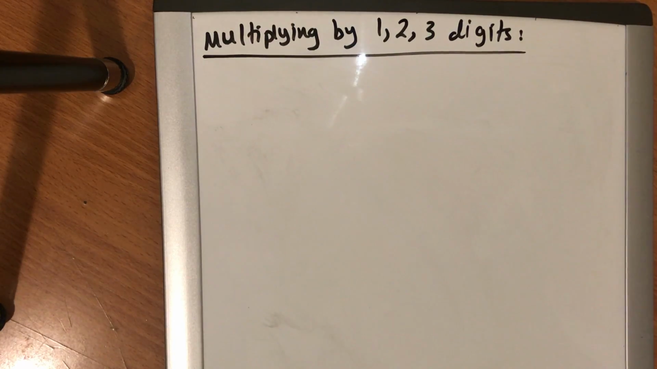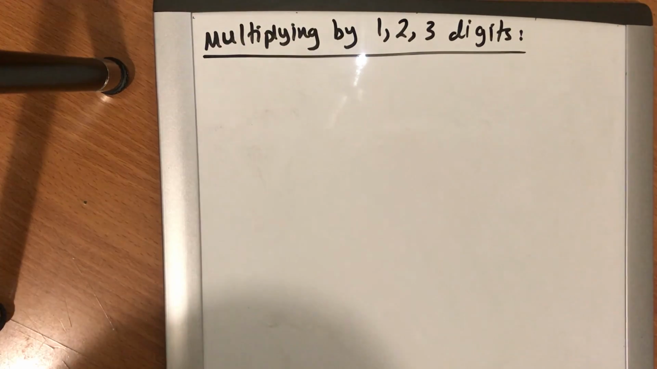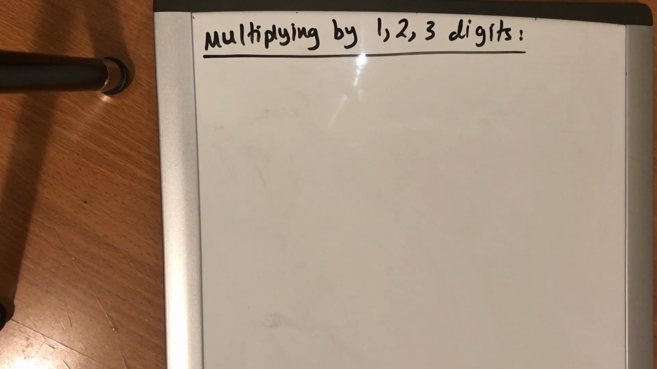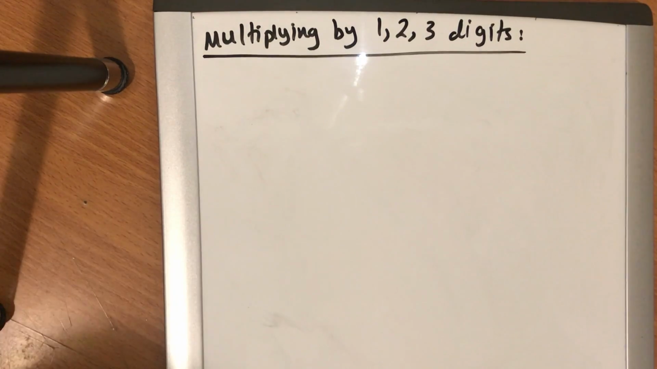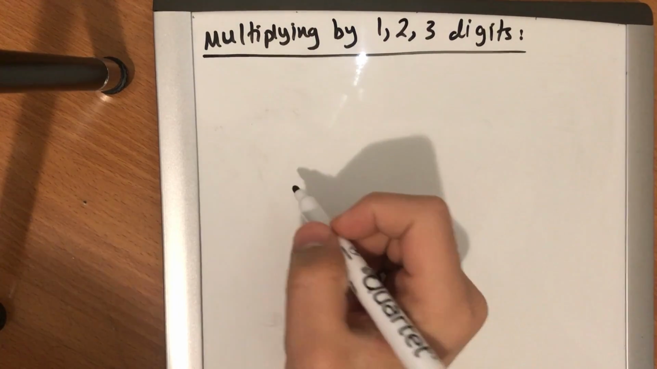Okay, welcome back. This video is upon request from someone in the previous videos that they need to learn how to multiply by 2 digits and 3 digits without using the box method.